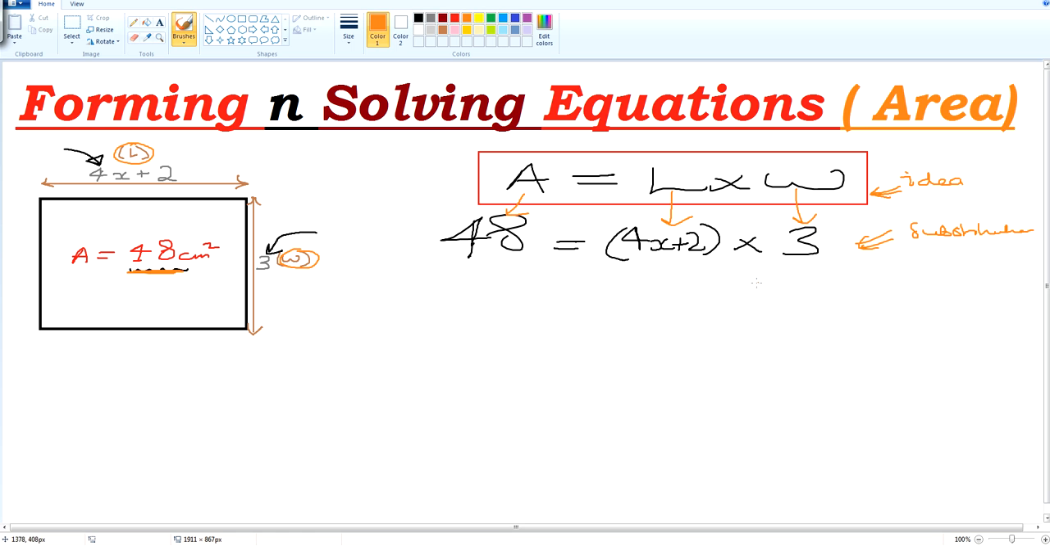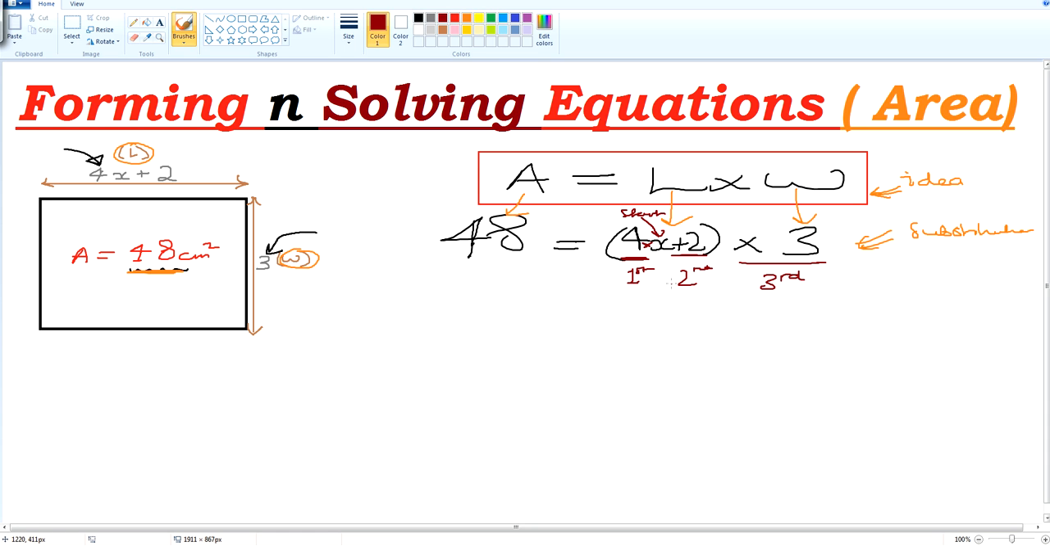What we need to do now is multiply out the brackets, or just rearrange and make x the subject. At the moment we actually don't need to multiply the brackets for this particular question, because if you look over here, 4x plus 2 is being times by 3. What did we say before? We start at the x. x has been times by 4, that is the first action. It's been added by 2, that's the second action, and it's been times by 3, that's the third action.